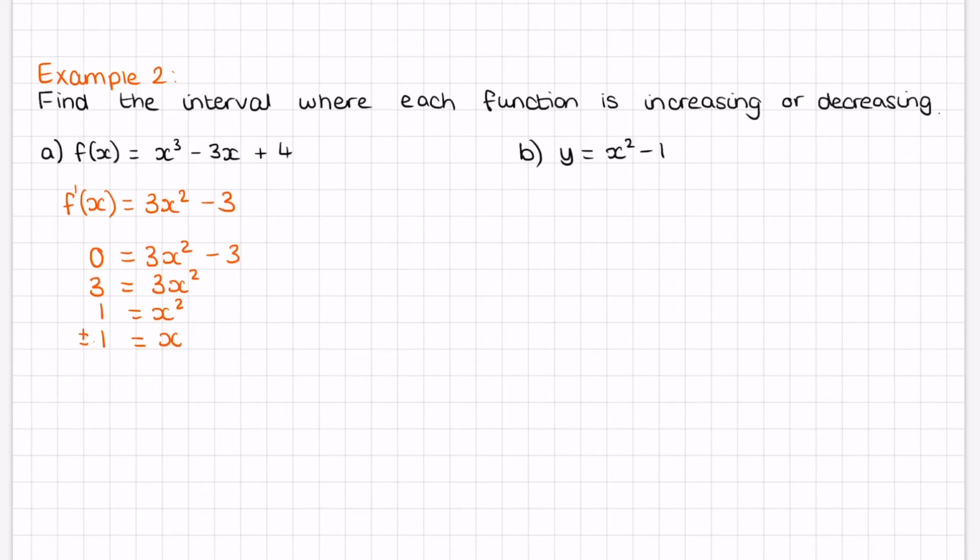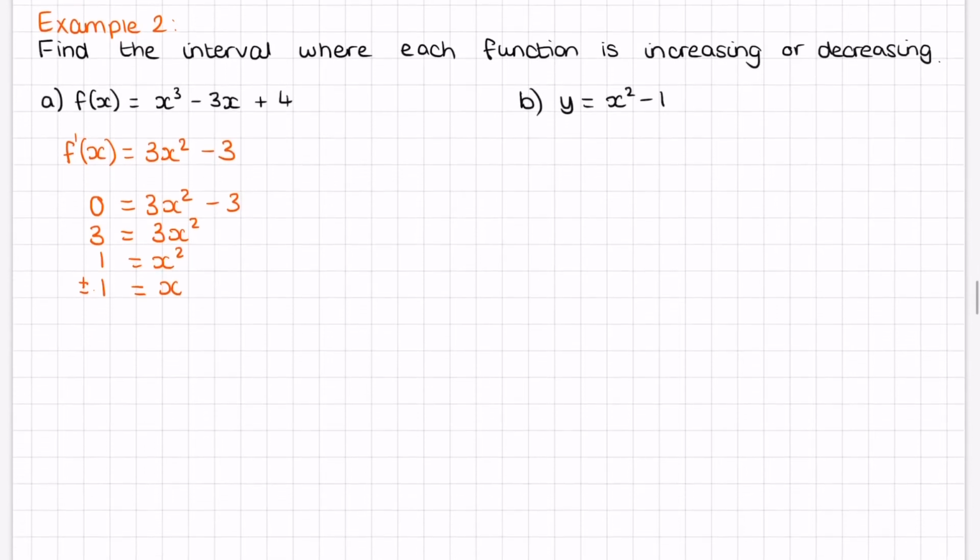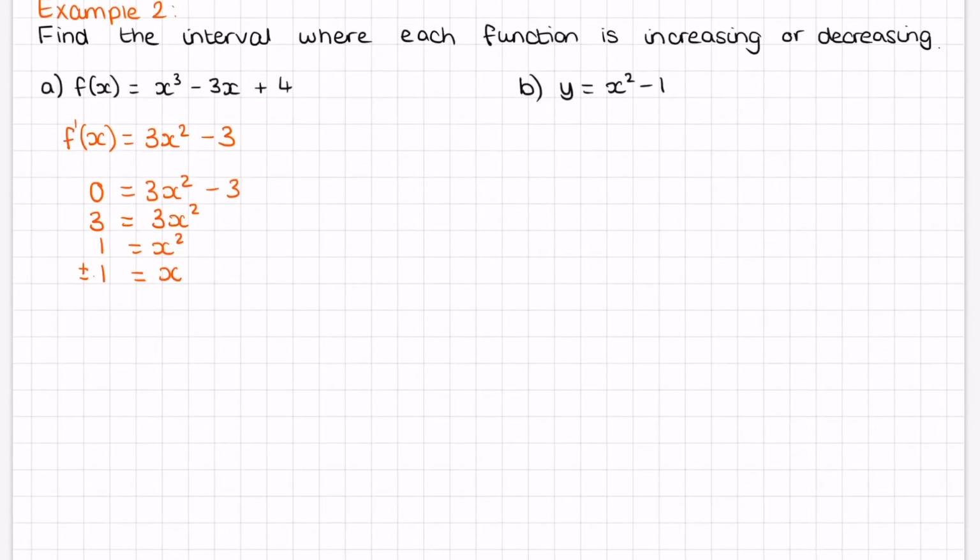Now we need to work out which ones are maximum, which ones are minimum, so we can work out where things are increasing and decreasing. To do that, we draw a nice little sign diagram, which looks like this. We draw a bit like a number line, and we're going to put on here our 2 turning points, -1 and 1. We need to pick a value that is in each of these 3 sections of this graph. So let's do the middle first. We're going to pick a value between -1 and 1, and put that into our gradient function.